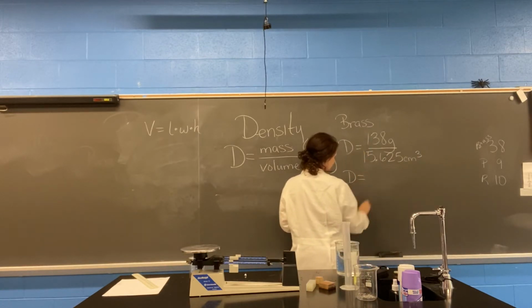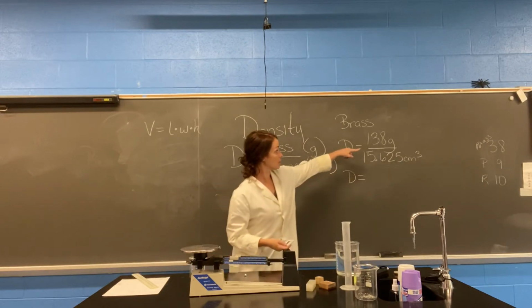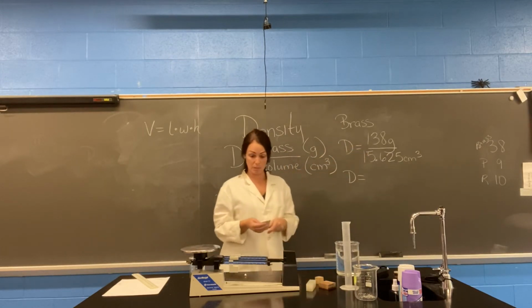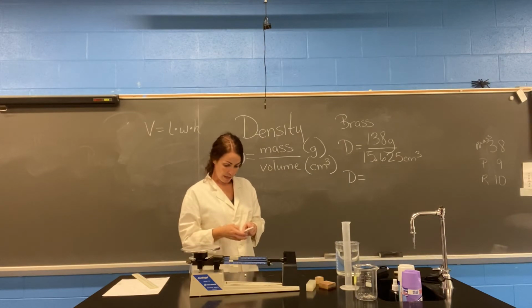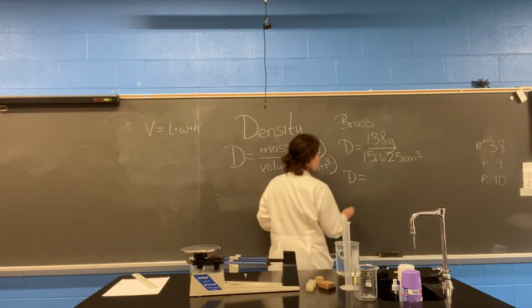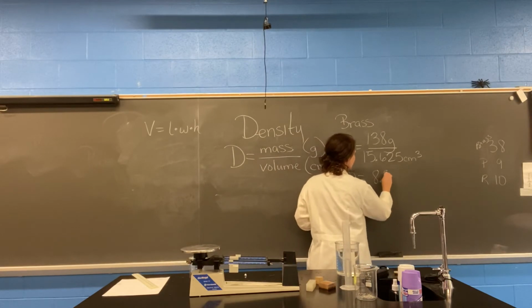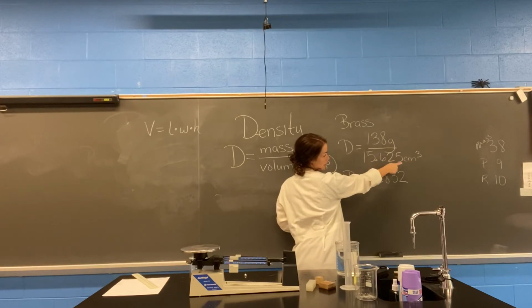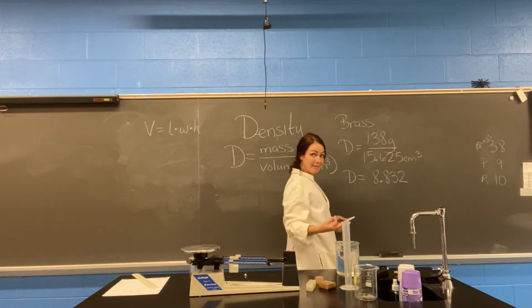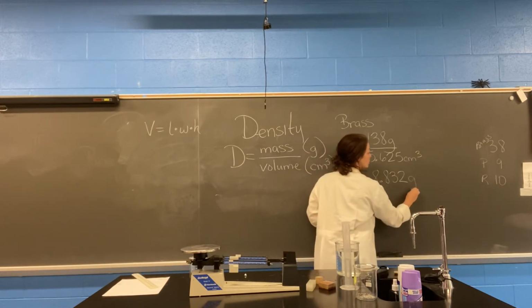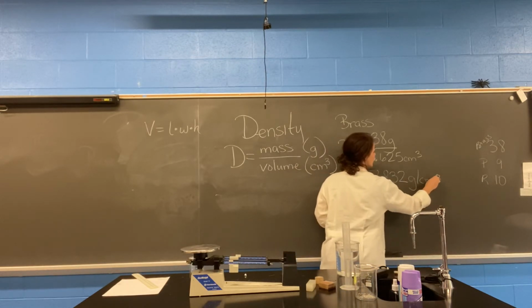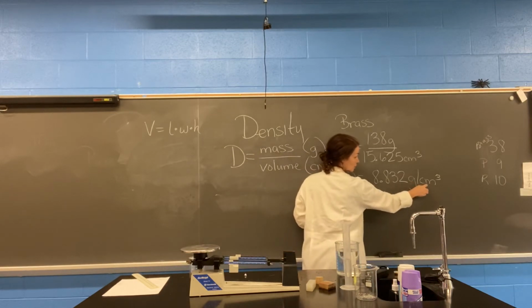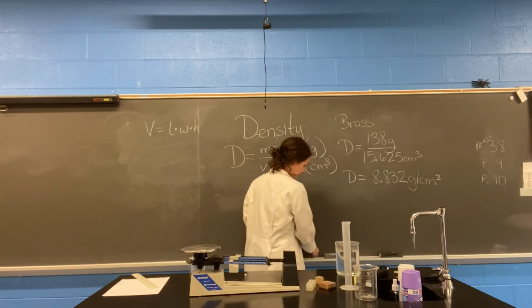Now, in order to figure out the density, we have to put these two numbers in. 138 divided by 15.625 equals 8.832. And remember, we cannot divide grams by cubic centimeters. It's not the same unit, so we leave it the way it is, sort of. And we say grams per cubic centimeter. Makes sense because it's the mass in the volume, or the stuff in a certain amount of space.